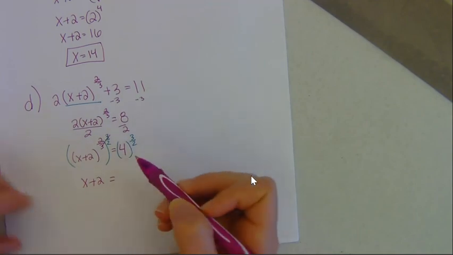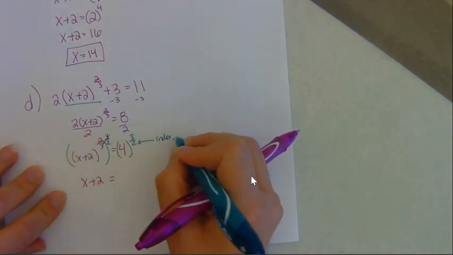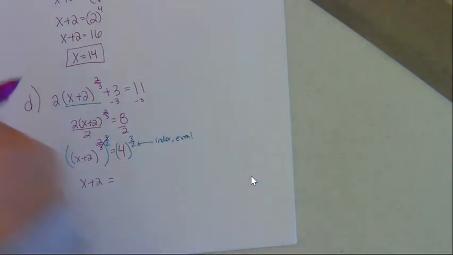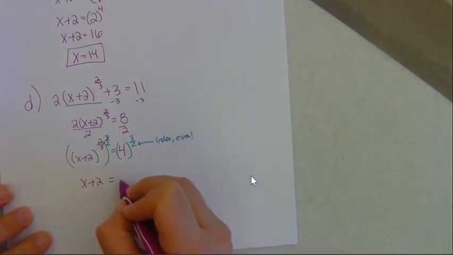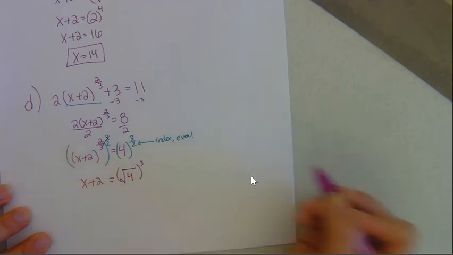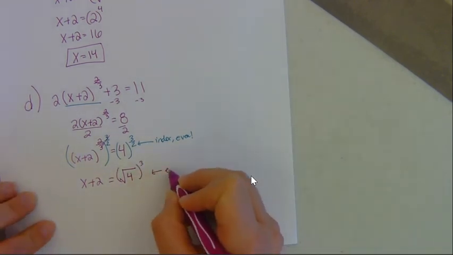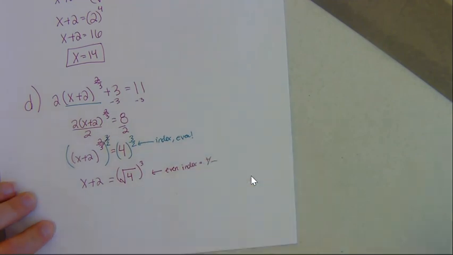Now over here, what we need to see is that this 2 right here, that's my index, and it's even. You need to pay attention for that. If you don't see that, you can always change it into a radical. This is going to be the square root of 4 to the 3rd power. So again, even index, which means we're going to have a plus or minus.